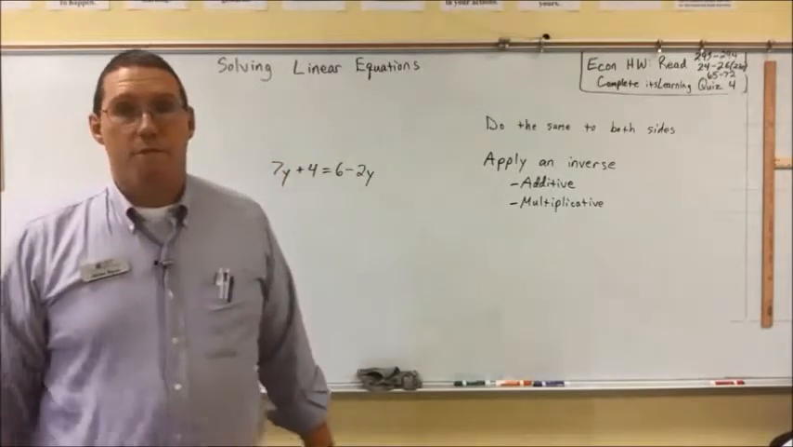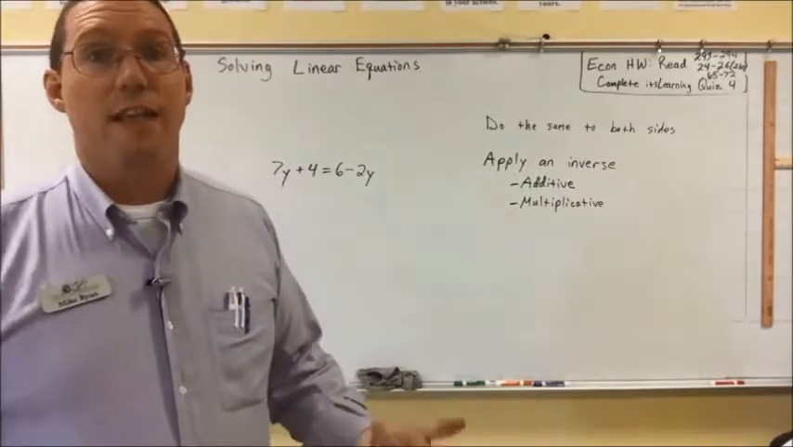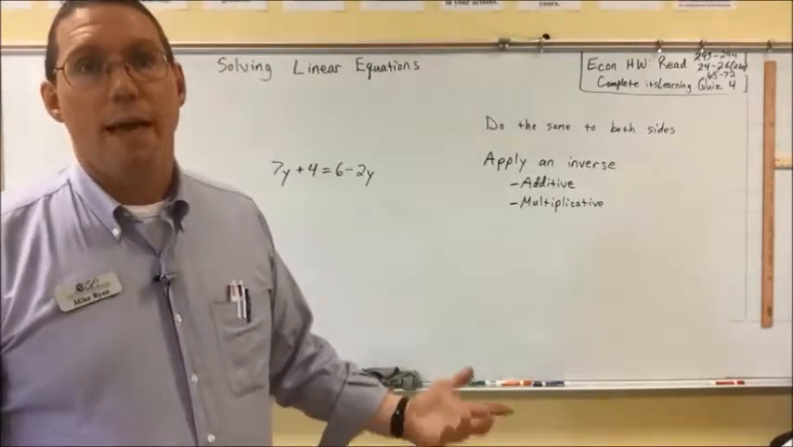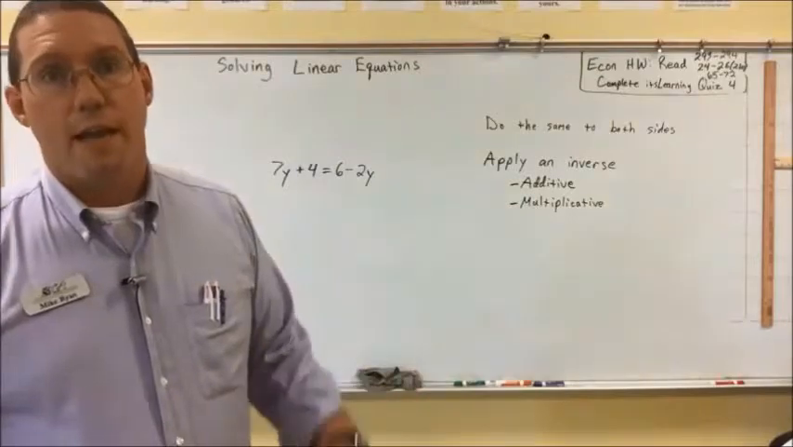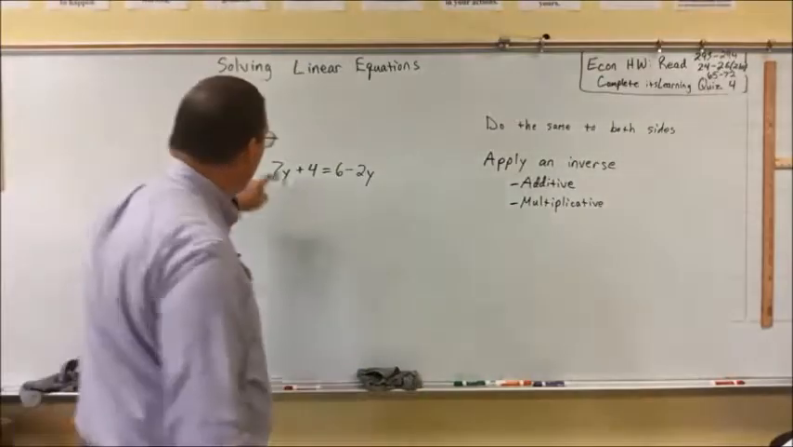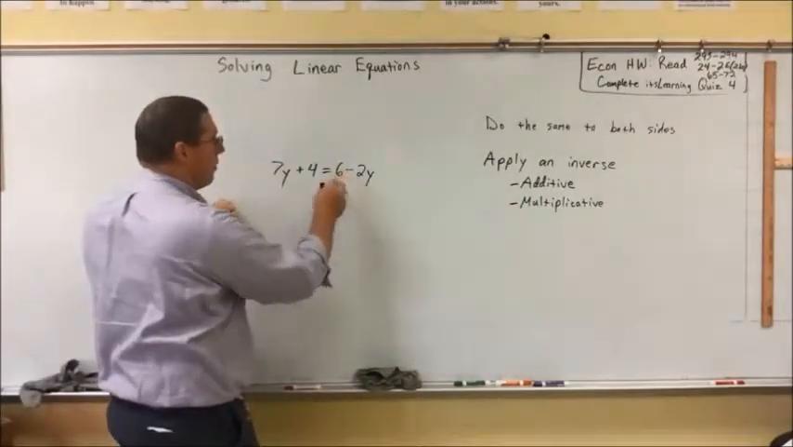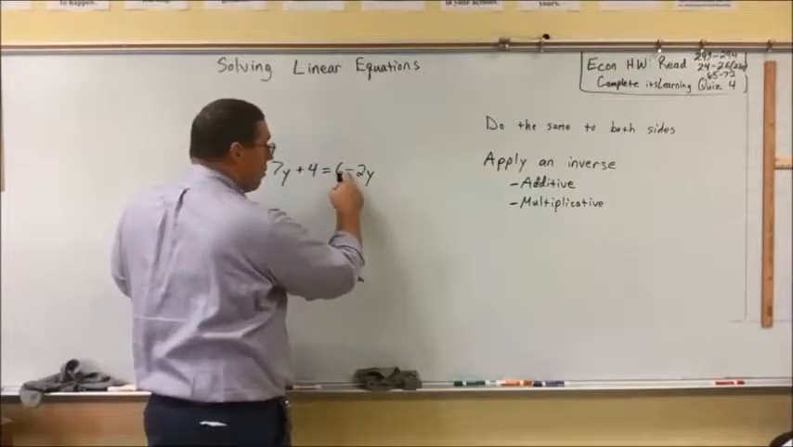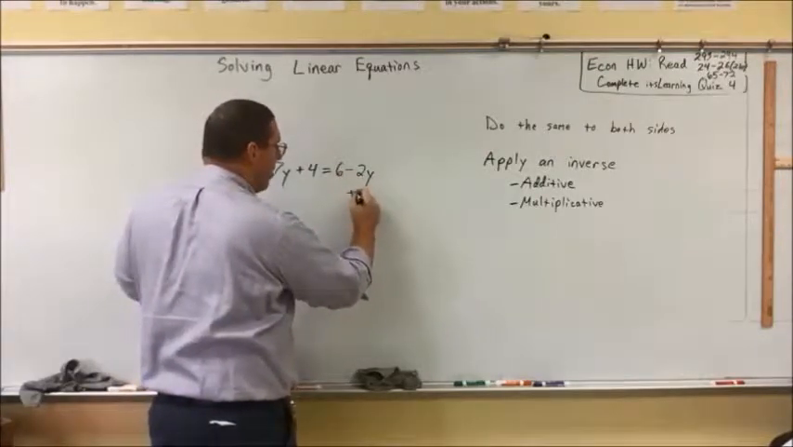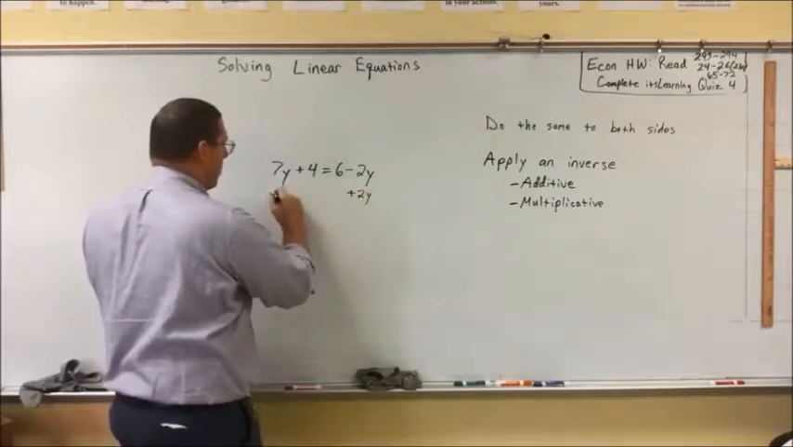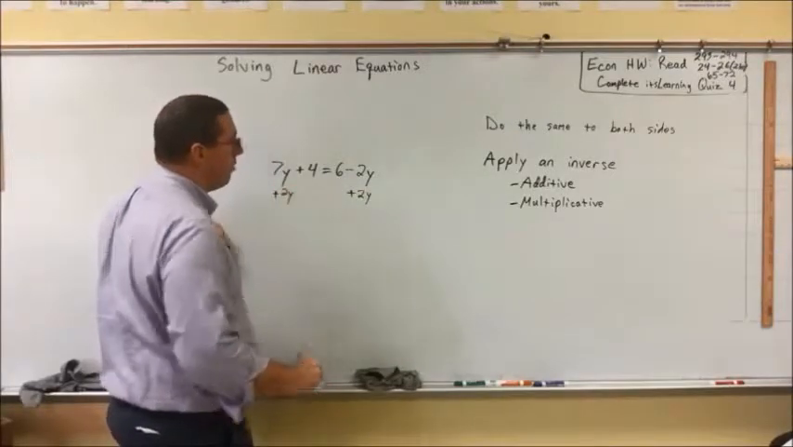It's a magnitude of 7. Okay, because negative 7 actually is not larger than negative 2. Negative 7 is a smaller number than negative 2. Okay, but in this case, we got a positive and a negative, so I'm going to get rid of the negative. So the inverse of negative 2y is positive 2y, and I have to do the same thing to both sides. So I'm going to add 2y to both sides.